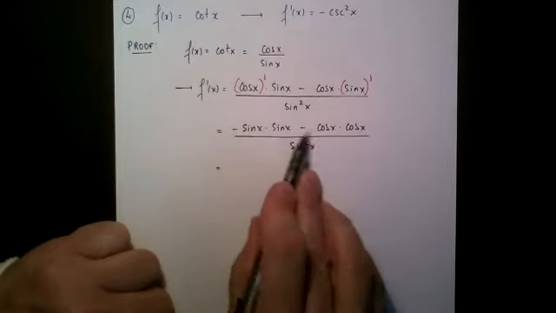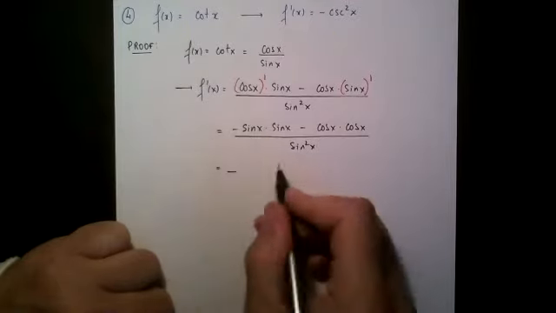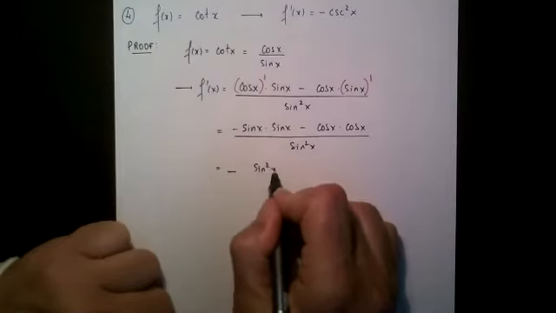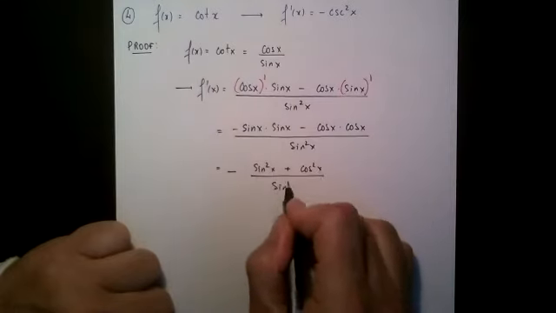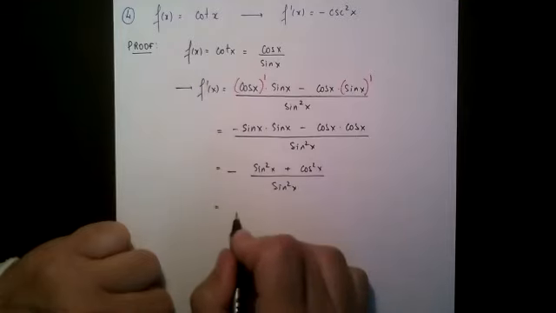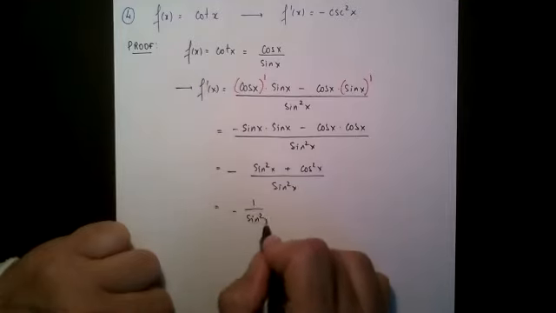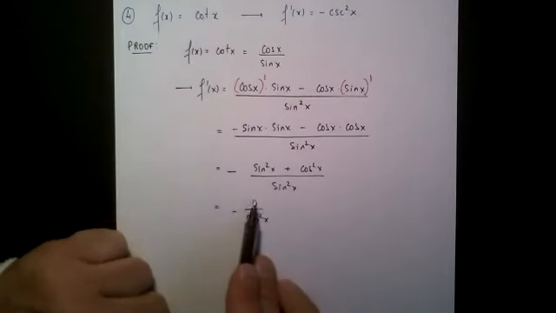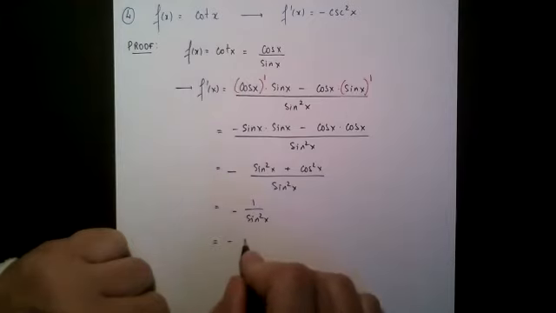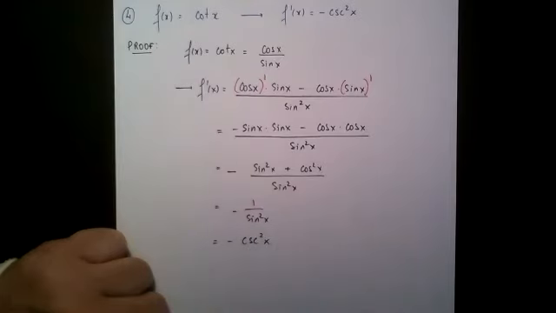And then I can extract the minus on the top. So I'm going to extract the minus, and this becomes sine squared x plus cos squared x over sine squared x. The top is 1, so I have negative 1 over sine squared x. Then 1 over sine is cosecant, so this will be negative cosecant squared x. Done.